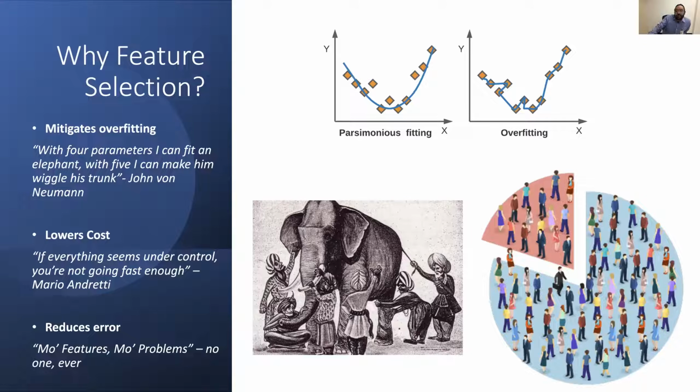So those are the big reasons why you want to do feature selection. Feature selection is a way to systematically or programmatically find the middle ground between those two extremes.